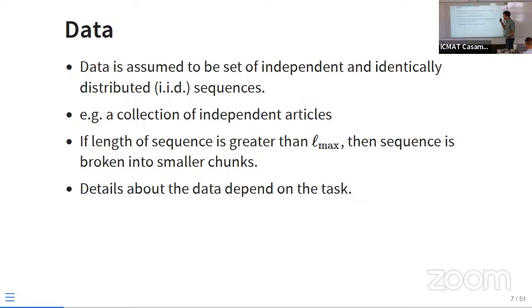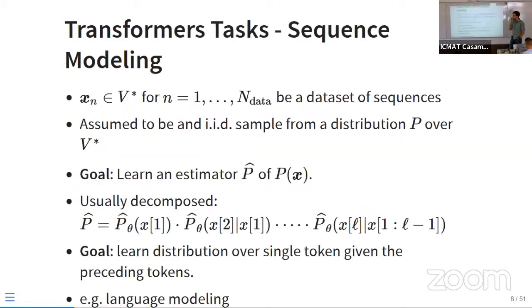The details about the particular shape of the data depend on the task that we are facing, and I'm going to introduce the three main tasks that are solved with transformers. First of all is sequence modeling. Here, we assume that we have a set of n data sequences, each of them assumed to be an independent and identically distributed sample from a given distribution P over the set of sequences.